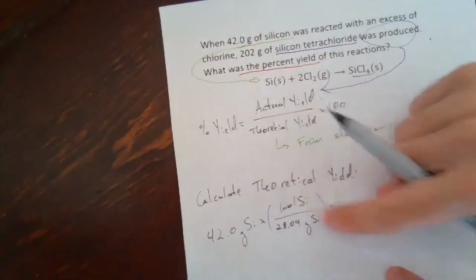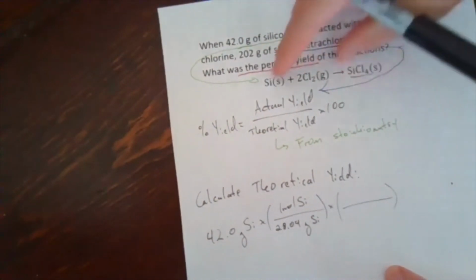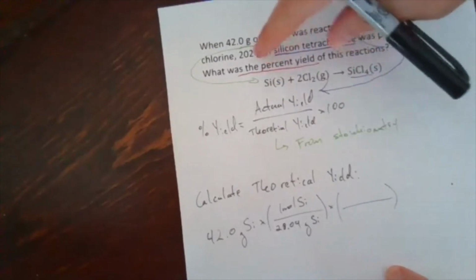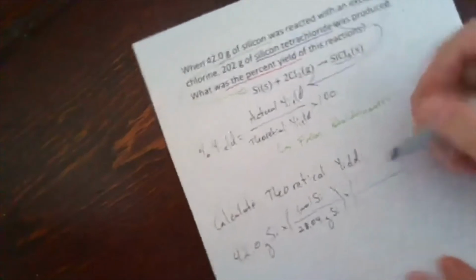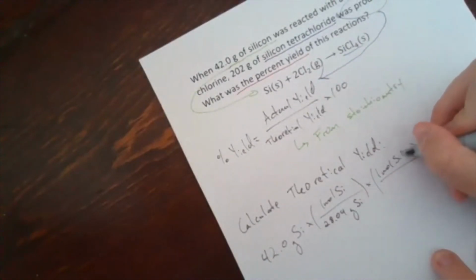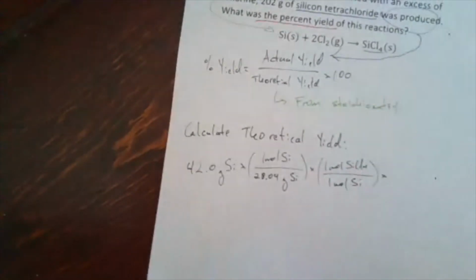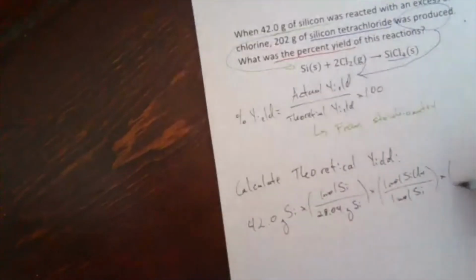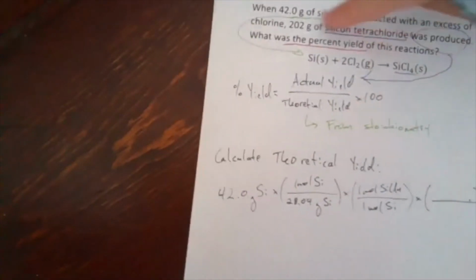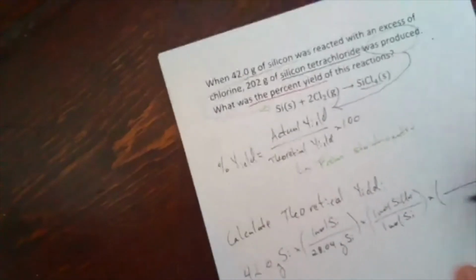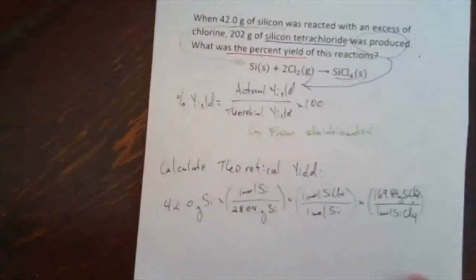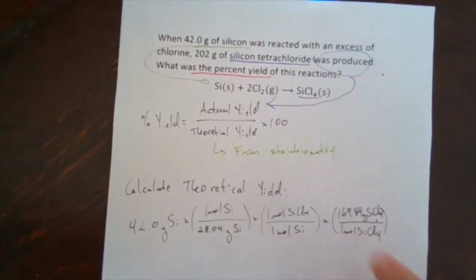Now I want to go from moles of silicon to moles of my silicon tetrachloride. So I'm going to use my reaction coefficients. This is a balanced chemical equation, and I can see it's just 1 to 1. 1 mole SiCl4, 1 mole Si. So I've used my reaction coefficients. And then finally, in order to get it into mass, because I want to match this grams of silicon tetrachloride, 1 mole of SiCl4 is 169.89 grams SiCl4. So that's the molar mass of silicon tetrachloride.